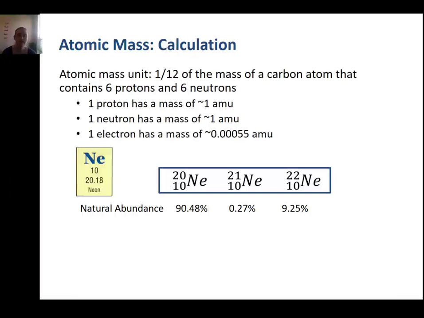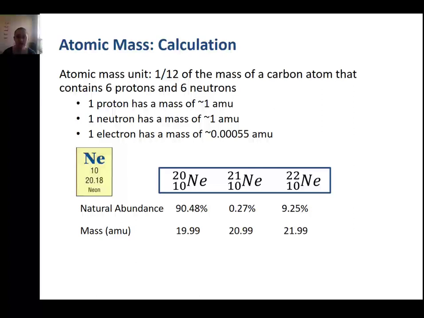We also need to know the mass of each isotope. Since most familiar units are far too large, we often use atomic mass units when discussing the mass of a single atom. 1 AMU is approximately equal to the mass of a proton or neutron, and is much greater than the mass of an electron. For each of the neon isotopes, we can determine their masses as 19.99, 20.99, and 21.99 AMU for neon 20, 21, and 22, respectively.